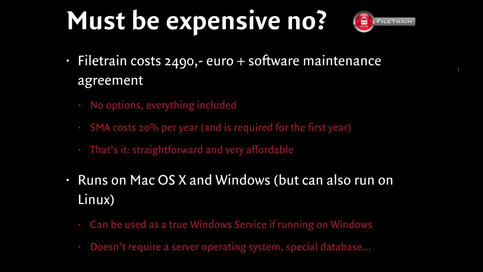The application is built in Java under the hood. It's not something that you typically need to know, but that means that it can also run on Linux platforms if you have a need for that. If it is running on Windows, then it can be used as a regular application, just as on the Mac or on Linux. But if you're running it on Windows, you also have the option to run it as a true Windows service, which means that no one has to be logged into the machine in order to have FileTrain process files. And it runs on any more or less modern operating system.